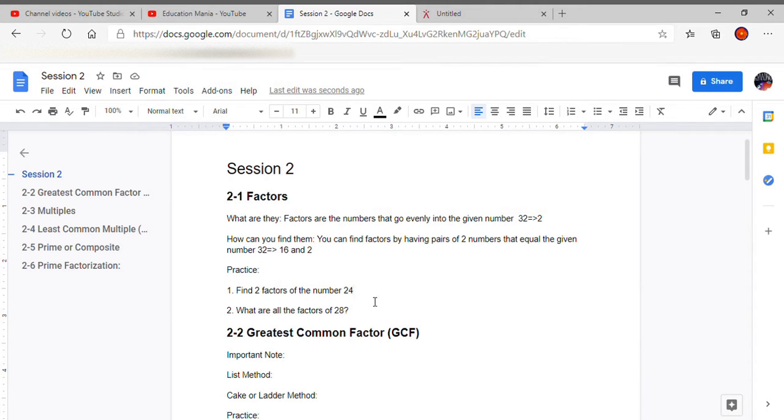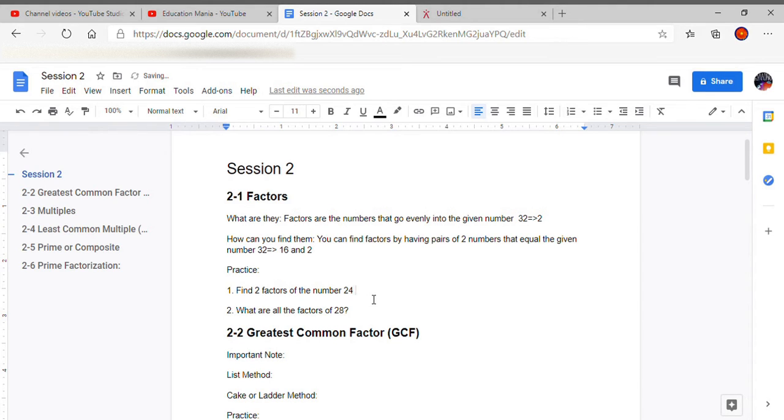Find two factors of the number 24. You can pause the video and do this, and then you can also do number 2. What are all the factors of 28? Okay, hopefully you paused the video. If not, let's find this out.